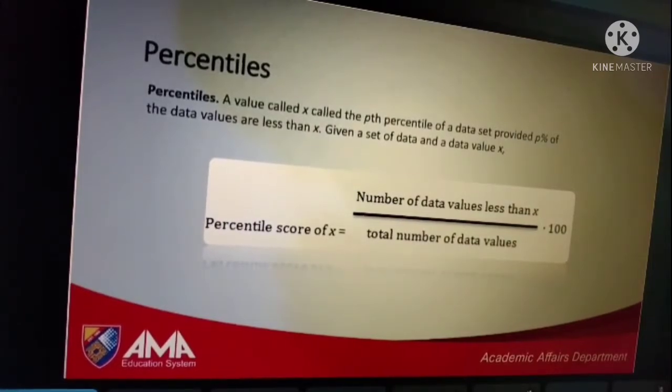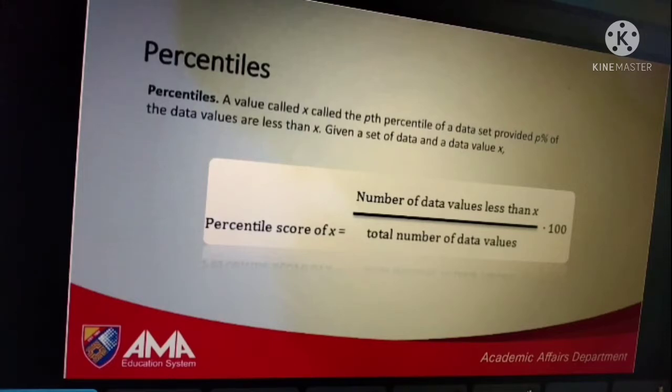What are percentiles? Percentiles came from the word percentage. A value called X, called the P percentile of a data set, provided P% of the data values are less than X, given a set of data and data value X. This is the formula that you are going to use in finding the percentile of the given data. We have 100%, 75%, 50%, 25% as the results for our percentile.